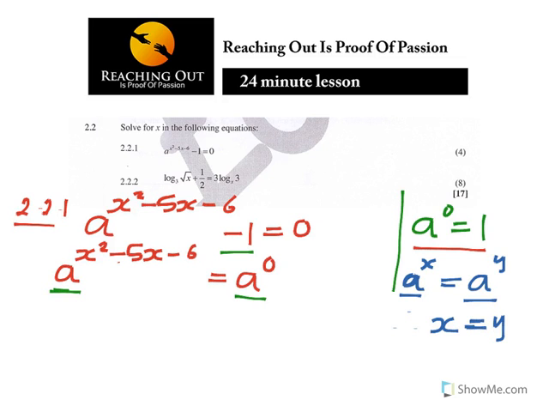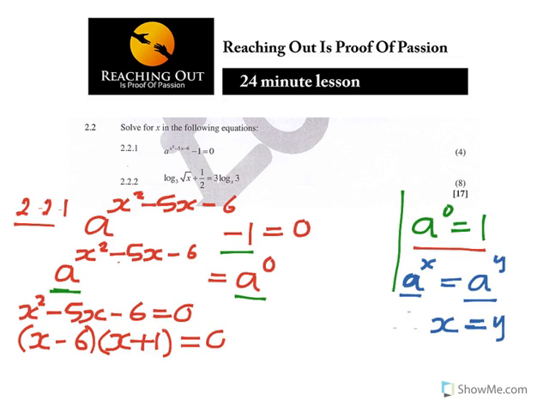So what we have now, since the bases are the same, you also equate the exponents, such that x squared minus 5x minus 6 is equal to 0. Then what you do is you factorize using the product sum. This will be (x minus 6) and then you'll have (x plus 1) is equal to 0. Therefore, either x is equal to 6 or x is equal to -1.